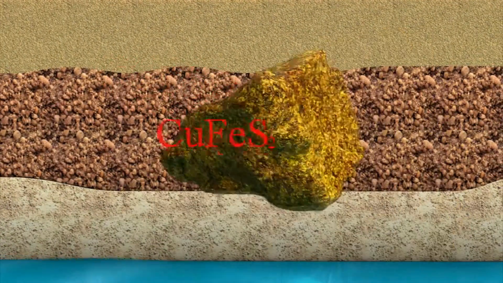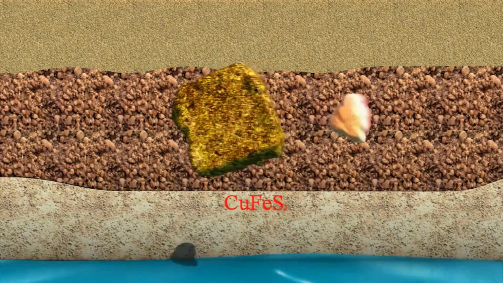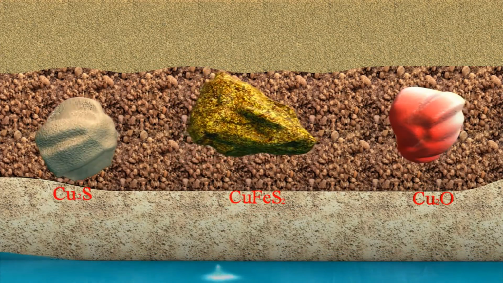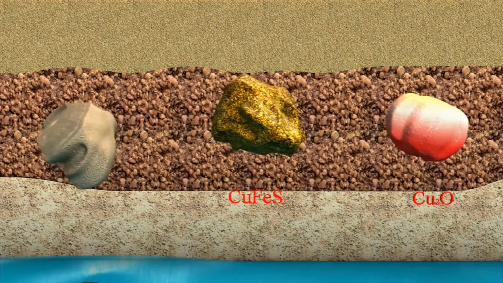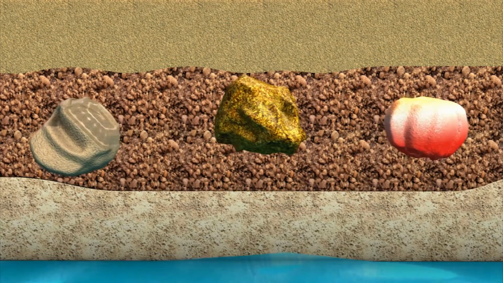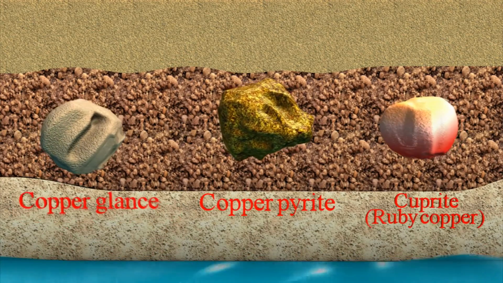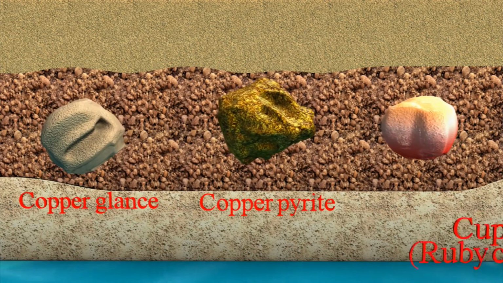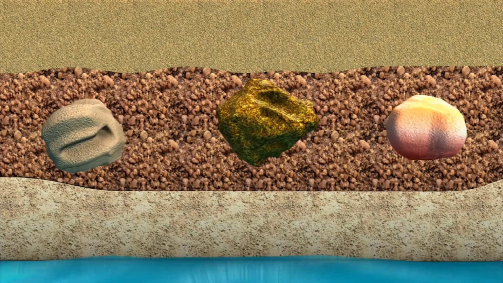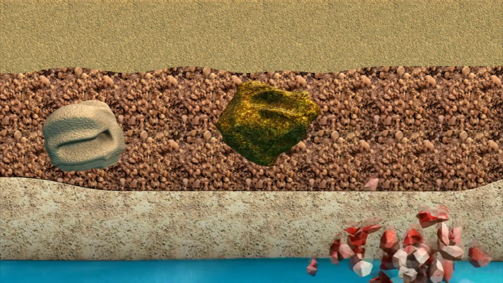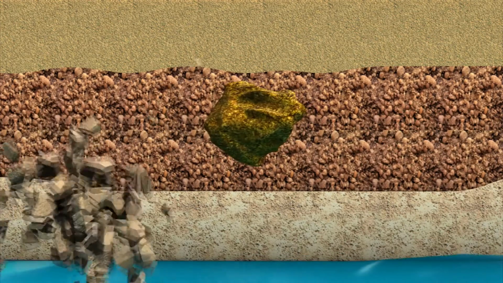Pyrite, cuprite or ruby copper, and copper glance. Let me repeat. Copper pyrite, cuprite or ruby copper, and copper glance. Copper is mainly extracted from the chief ore, copper pyrite.